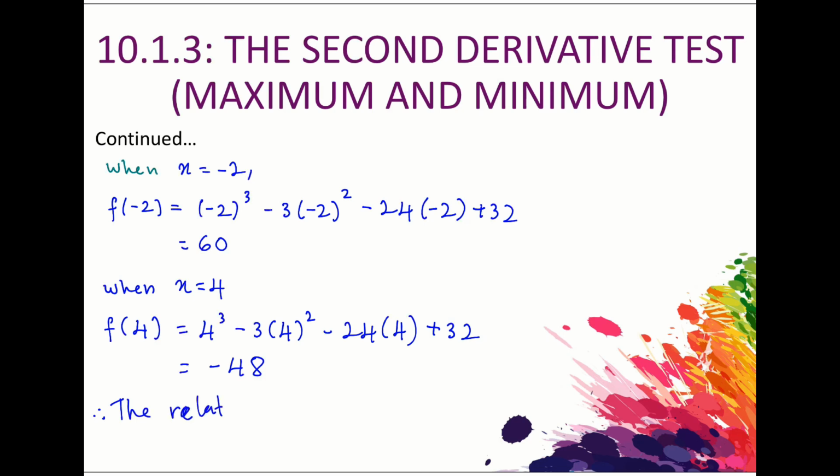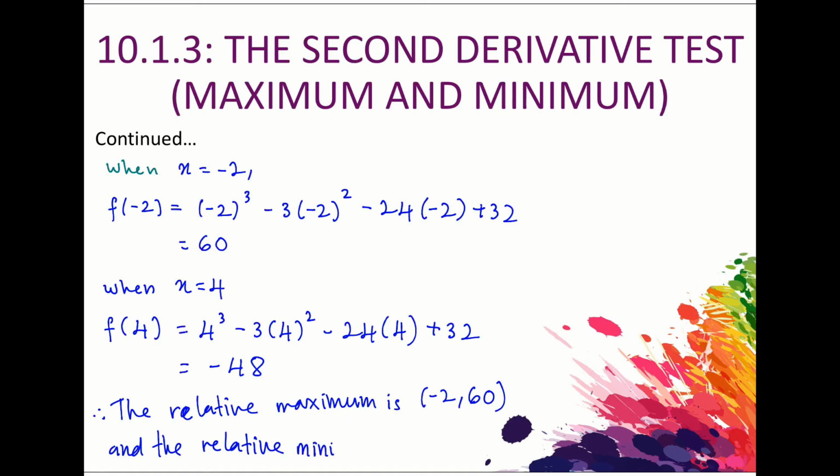So our conclusion would be the relative maximum is 60 and the relative minimum is negative 48.